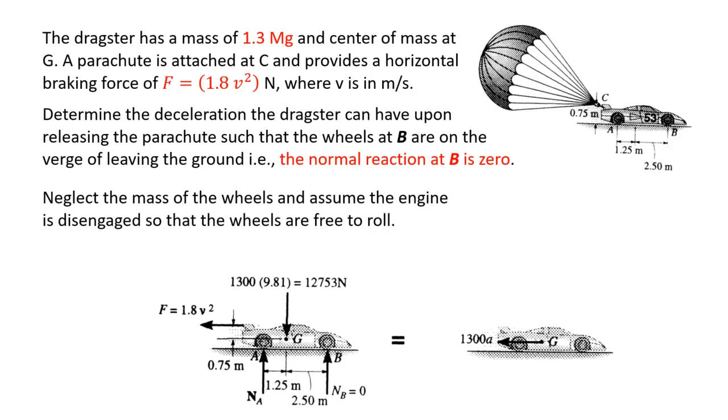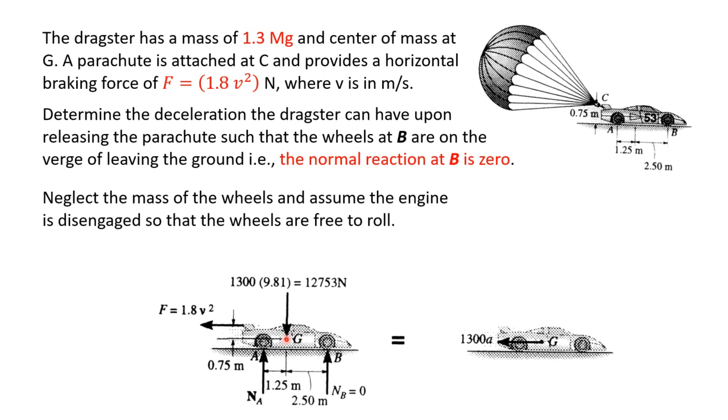Okay, now we have another example. Example number 3 is about a dragster car that has a mass of 1.3 megagram, which is something like 1,300 kilograms, and the center of mass at the point G. Actually, this drawing is not very clear, but you can see in the figure below that the point G is going to be here, and this is the center of gravity that we're going to deal with. So that's the point G that we have.